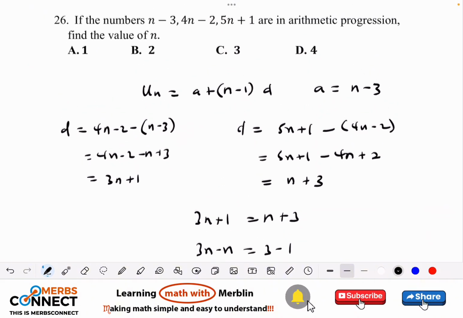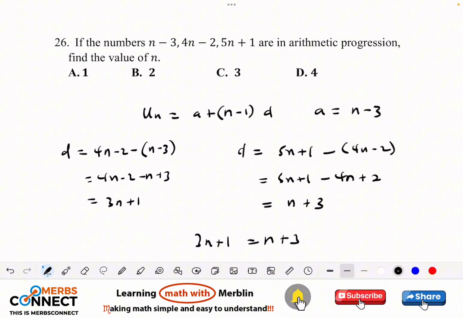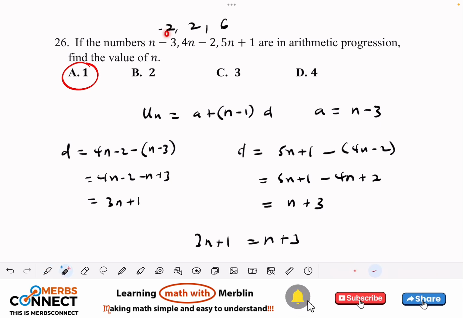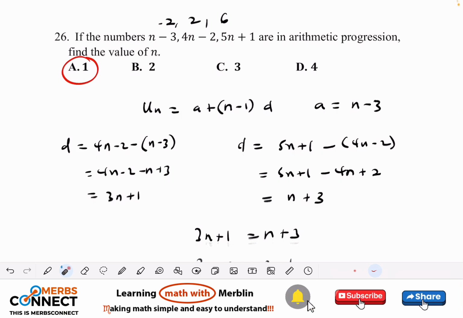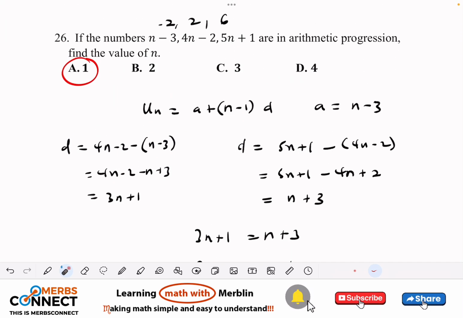So when n is 1 and we plug them in, we see that we are going to get the same thing. So let's see, when n is 1, what do we get? When n is 1 here, this is going to be minus 2. When n is 1, this is going to be 2. And when n is 1, this is going to be, is it 6? Yes, 6. So let's check. This is the first term. 2 minus 2 will be 4, 6 minus 2 will be 4. So the common difference is the same when n is 1. So this is the best way of doing it.